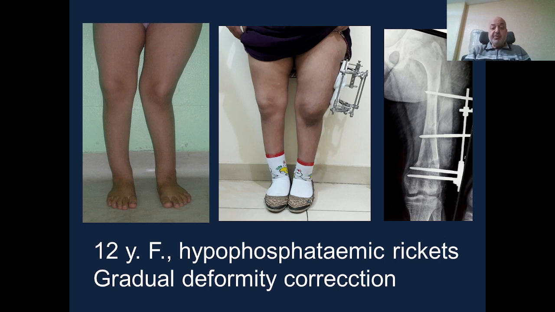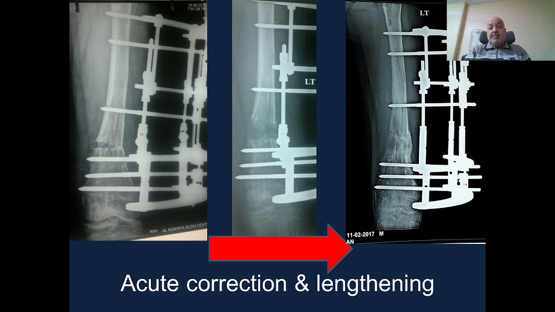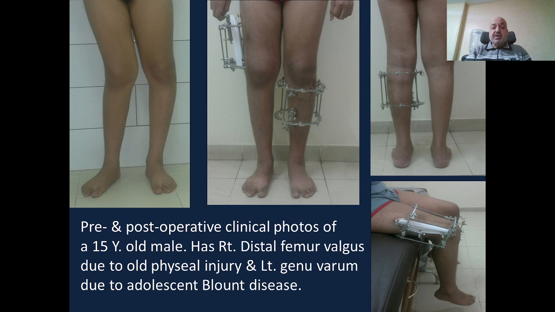This is another case of hypophosphatemic rickets. For fear of poor bone formation, we chose in this case to do gradual deformity correction, and it was achieved by the same technique. Another case of Ollier disease. He has varus deformity with leg shortening. We apply a stronger frame, the same concept, but due to the need for femoral lengthening, we prefer to use 2 arches proximally and 2 arches distally, acute correction, and subsequent lengthening with very nice bone formation and lengthening of about 4 centimeters.